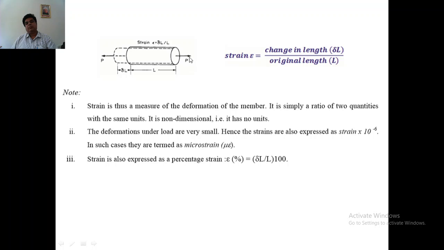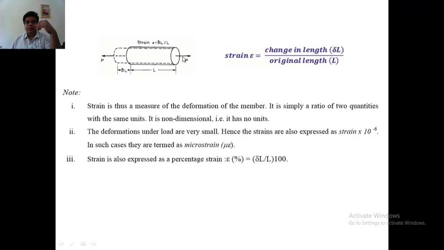Once the load is applied, stress and strain will be there. Once the load is removed, strain will again come back to zero. That means the material will come back to the original length. That is called elastic deformation.